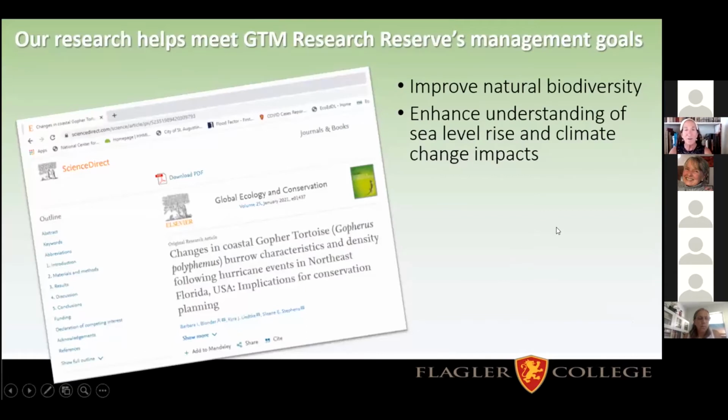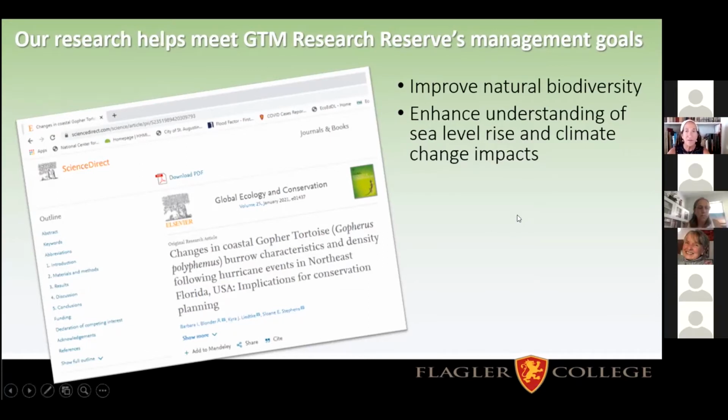I want to emphasize too, as Madison discussed, there are five different goals in the management plan for the Research Reserve. And two of those goals are directly connected to the research that we've been undertaking since 2014. Those would be the natural biodiversity goal and the understanding of sea level rise and climate change impacts in particular. Two of my research group's publications have come out based on the research we've conducted there since 2014, in refereed scientific publications. And this one that I'm highlighting here is the most recent one, published in January of this year.